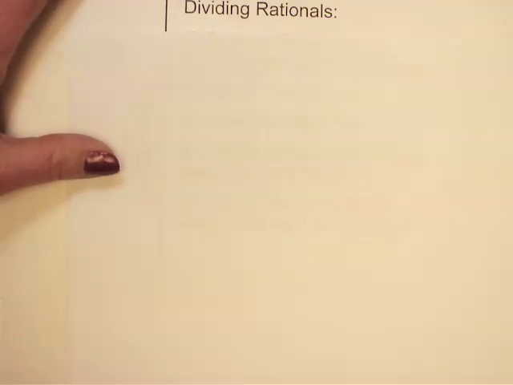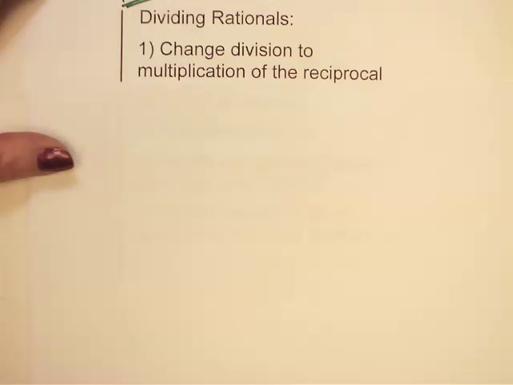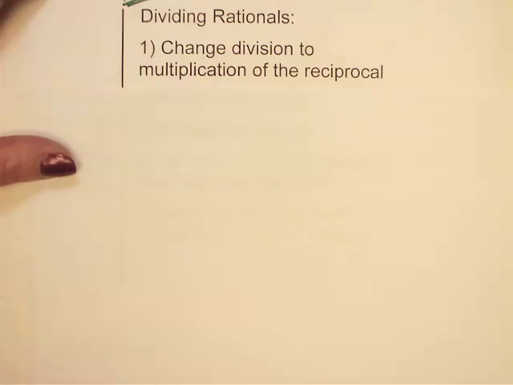So these are the steps on dividing rationals, okay? To divide rationals, the first thing you need to do is change your division to multiplication by the reciprocal. Then, after that, it's all the same as multiplying, and that's why we put this section together with the multiplying today, because they're really, in essence, the same thing, okay?